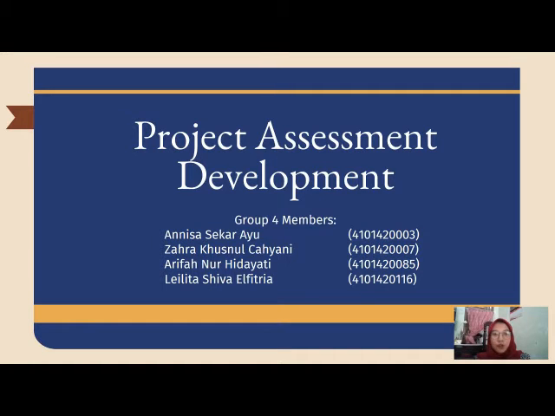In here we are going to present about project assessment development. Before we present, I will introduce our group members. There are Annisa Sekar Ayu with ID number 003, Zahra Khusnul Cahyani with ID number 007, Arifah Nur Hidayati with ID number 085, and Leilita Shiva Elfitria with ID number 116.